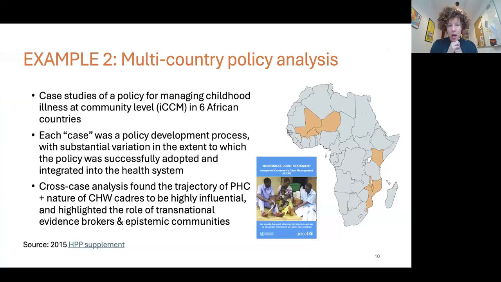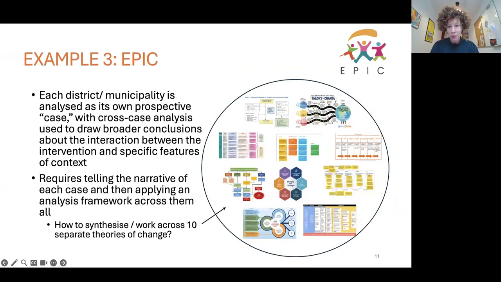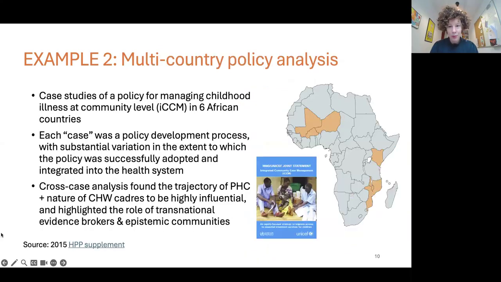Another example, that was a single country case, just Thailand's universal health coverage scheme. This is a multiple case study analysis that I was involved in. It was looking at a policy for managing childhood illness in 6 African countries that you see highlighted there.